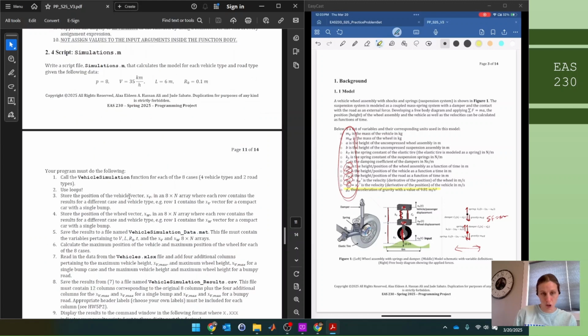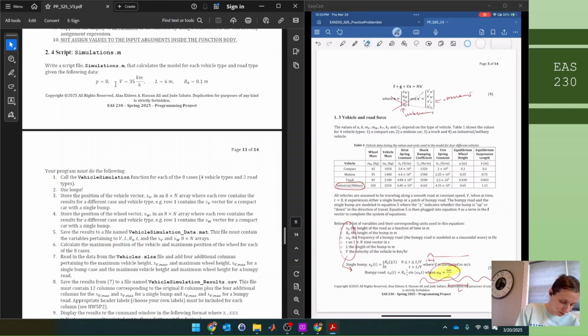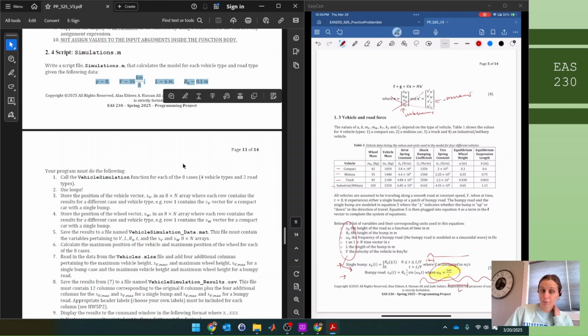Then you have your simulations. So you're going to call your functions for all your vehicle types. So all 4 vehicle types. So for your compact car, your mid-sized car, your truck, your industrial and military, for each of your bumps. So you'll call it 8 different times. Okay, and you'll use these parameters for your vehicle simulation function.